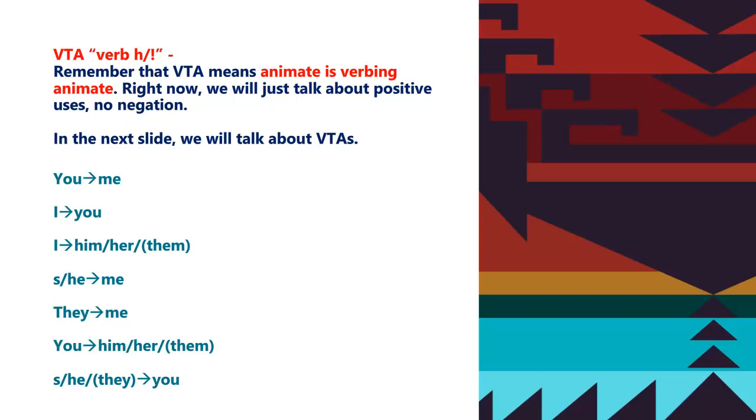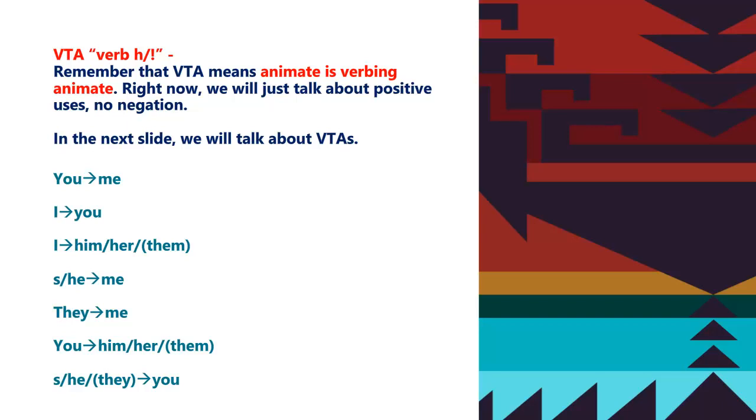So a VTA is like verb him or her. So remember that a VTA means that an animate is verbing animate. Right now we're just going to talk about positive uses, not negation. So in the next slide, we're going to talk about the VTAs, conjugating them in B-form.